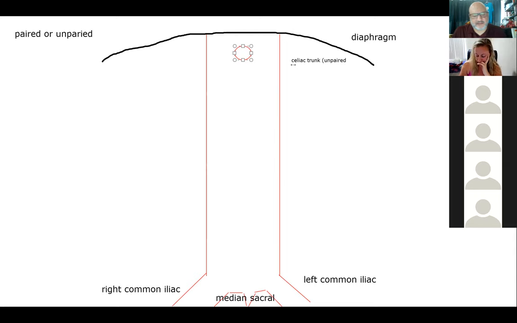And when it branches, how many branches does it form? Two. Just two? I heard two, I heard three. Which one's correct? Well, three. Three, excellent. Three branches. What are the three branches? Common hepatic artery, splenic artery, and left gastric artery.